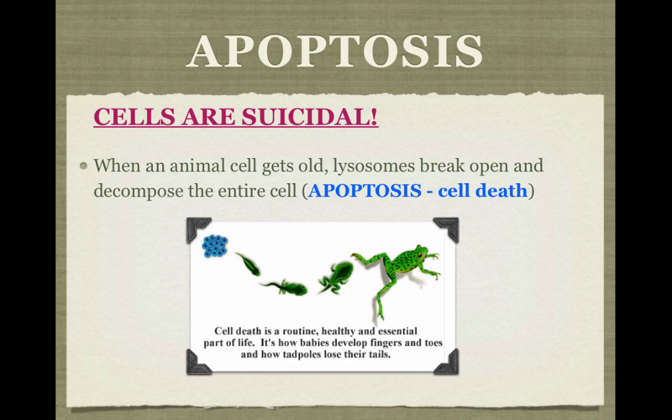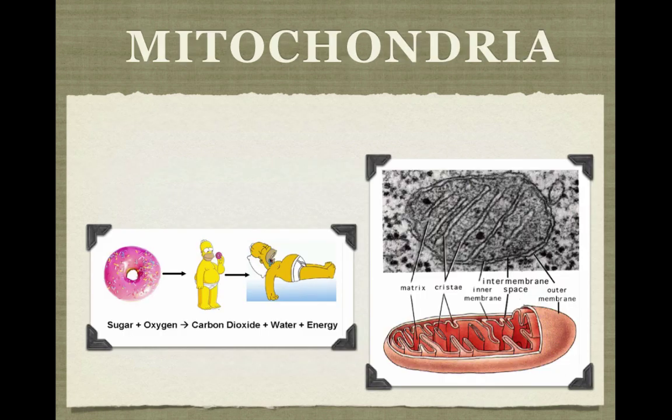And one really interesting thing about lysosomes is that cells are actually suicidal. When an animal cell gets old, those lysosomes break open and decompose the entire cell, and that's called apoptosis, which is cell death. Cell death is just a routine, healthy, and essential part of life. It's how babies develop fingers and toes and how tadpoles lose their tails.